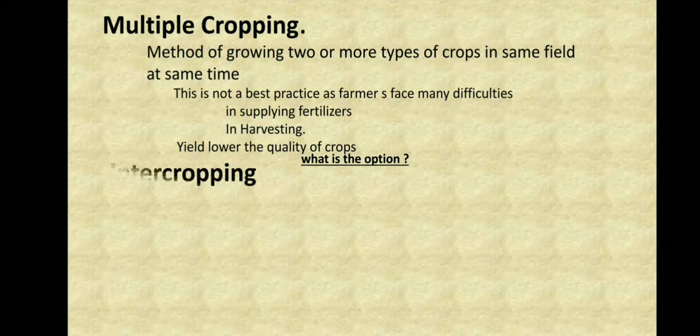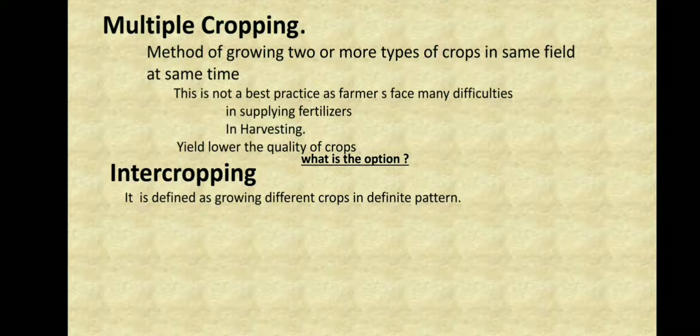That method is intercropping. Now what is intercropping? It's defined as growing different types of crops in a definite pattern. So in multiple cropping the plants are scattered everywhere, so that they face difficulties. But in this, they are arranged in rows. So they have been arranged in a row.